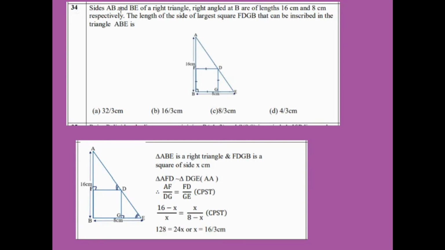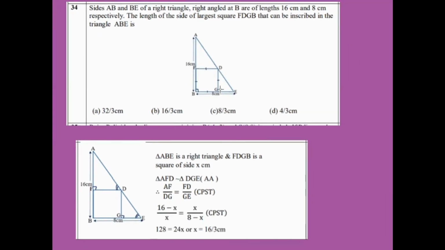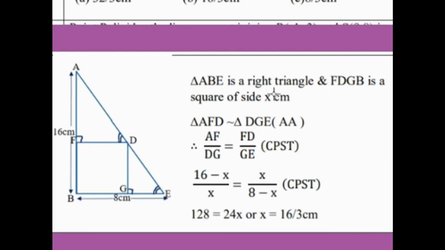34th question. Sides AB and BE of a right angle triangle, right angle at B, are of length 16 centimeters and 8 centimeters respectively. The length of the side of the largest square FDGB. So FDGB is the largest square inscribed in a triangle. So we have to find the side of the square. As we know, the triangle ABE is right angled at B and FDGB is a square of side X. Let us assume the side of the square as X.